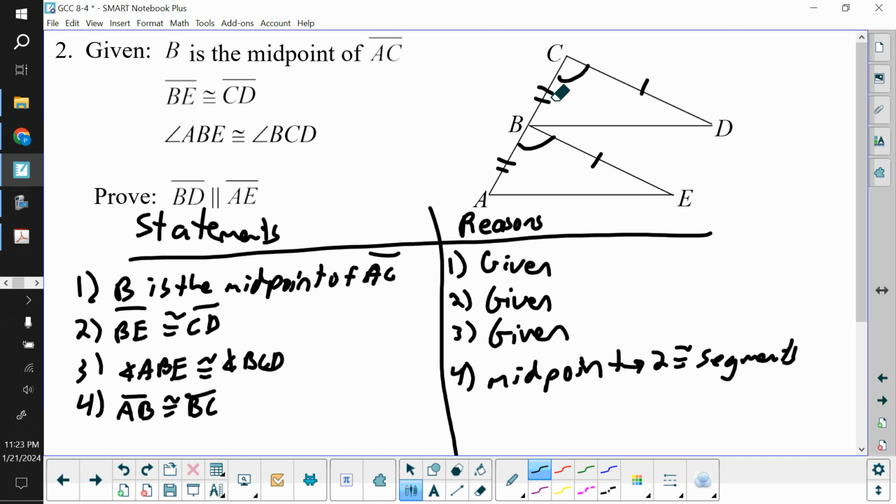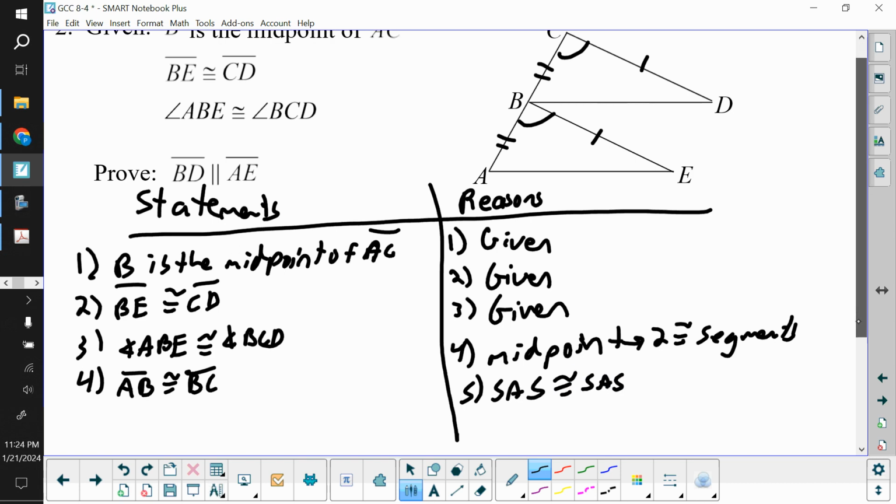Well, if we look at one of our triangles, we have two sides marked up and one angle. If we look at the two sides, the angle marked up is in between the two sides, which tells us that this is side, angle, side. If it was side, side, angle, we would have to try and get something else, because side, side, angle, remember, does not work.